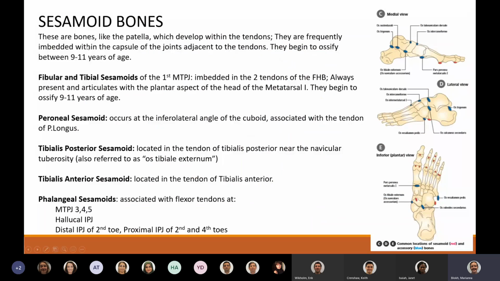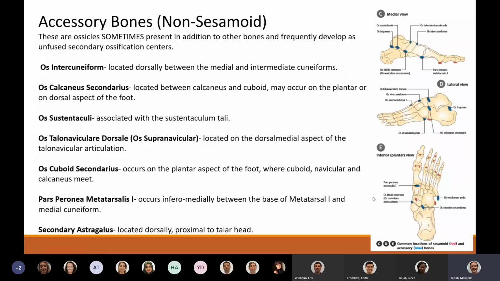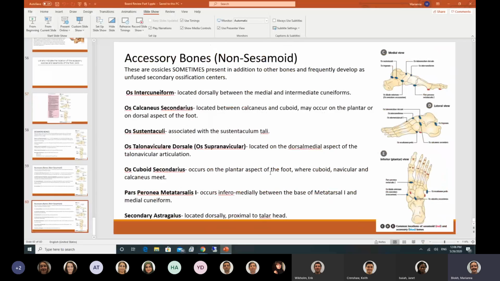Let's see. We're almost done. Okay, so here are some accessory bones for you to know. And it's simple. They could give you an x-ray and you just have to figure out what accessory bone or sesamoid they're talking about. All right, here are more accessory bones, and I think we're done. So we're done with pretty much the review.